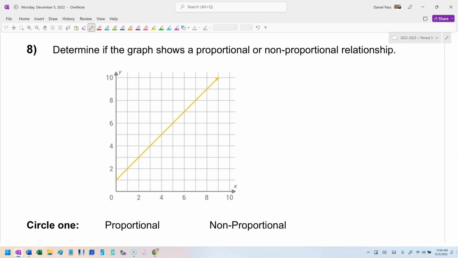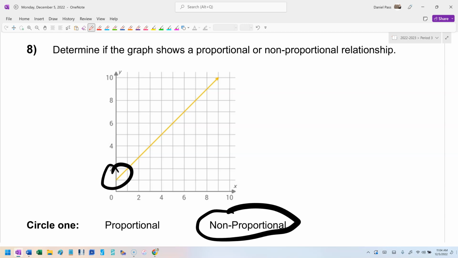Okay. So is this one proportional? No. He says no. Why? Does not come from the origin. Right. So not proportional because it is not starting at the origin.